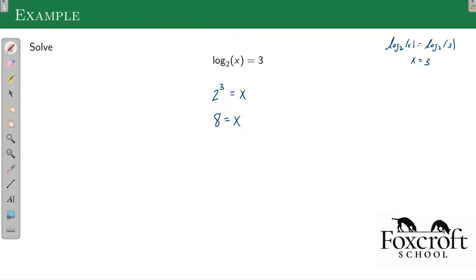All right, one final thing we always have to do with log equations that we don't have to do with exponential equations is check for extraneous roots. But I can put 8 into a log because it's positive, so that is the answer.